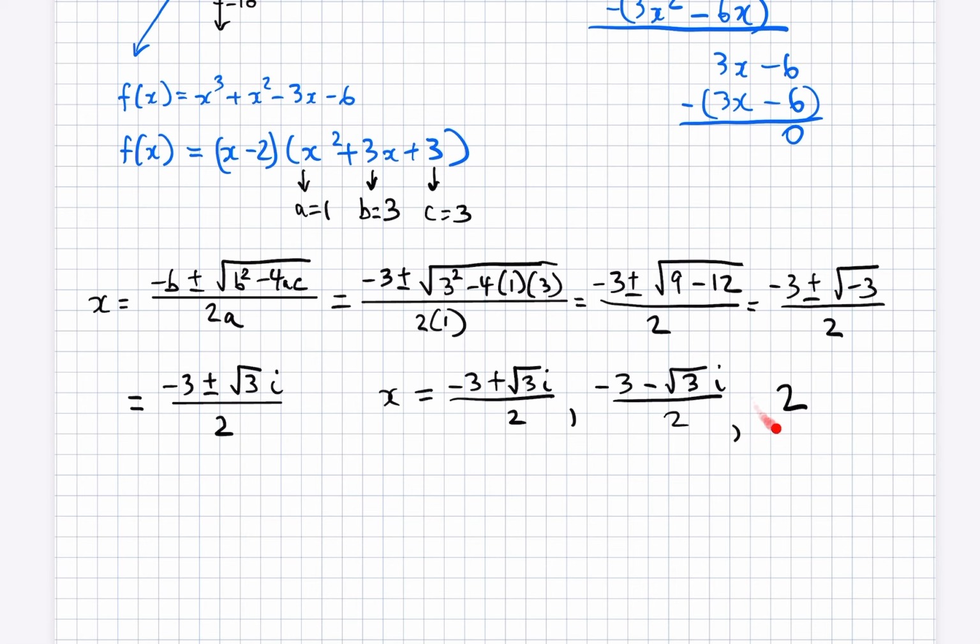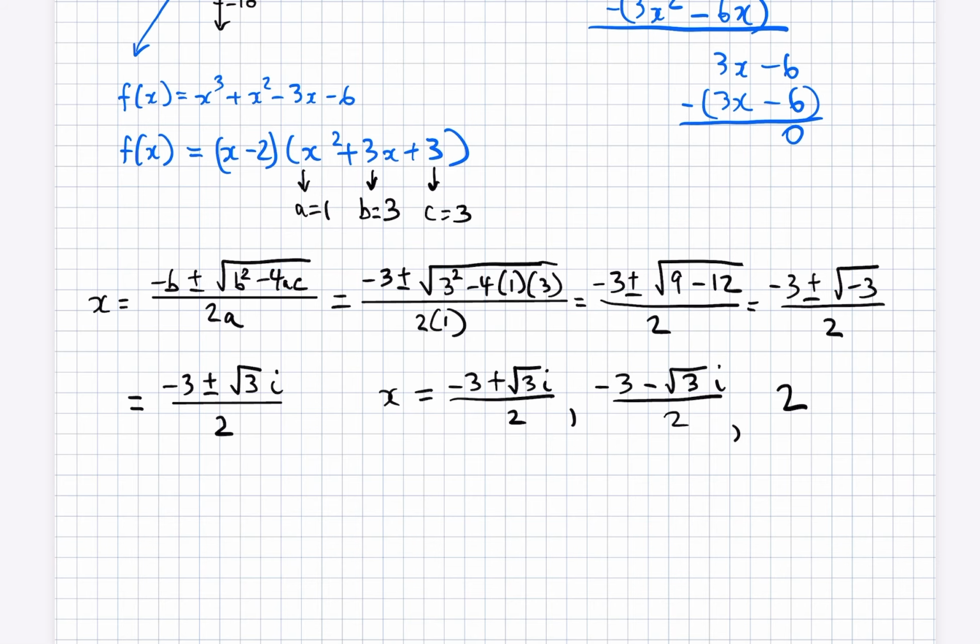Okay, so that we know that x is equal to 2 when this function is 0, and we also know that when this function is 0, x is equal to this complex number, negative 3 plus square root of 3i over 2, as well as this other complex number, which is negative 3 minus the square root of 3i divided by 2.